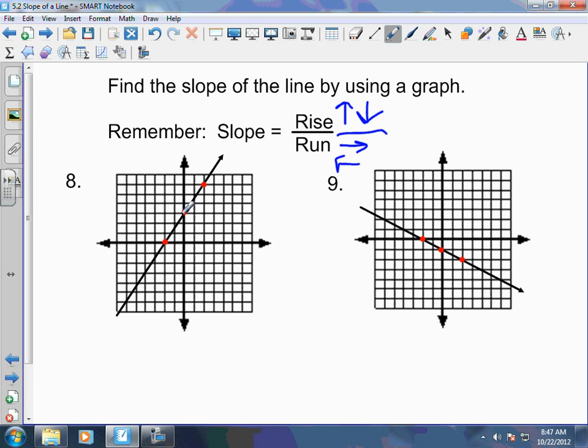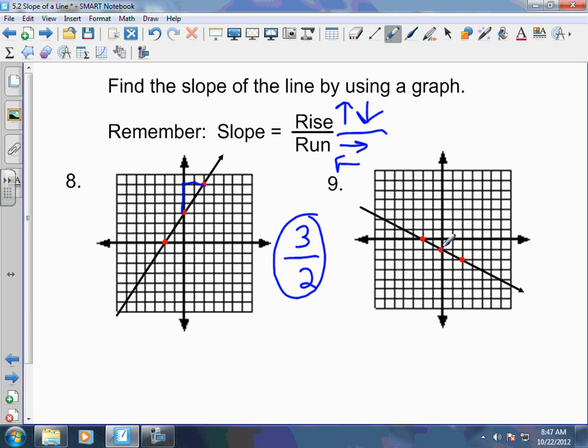I'm going to go up. How many do I have to go up, guys? 3. Everybody, how many do I have to go up? 3. So my top number is 3. How many do I go over? 2. Does this line go up or down from left to right? Up. So it's positive. My answer is 3 over 2.